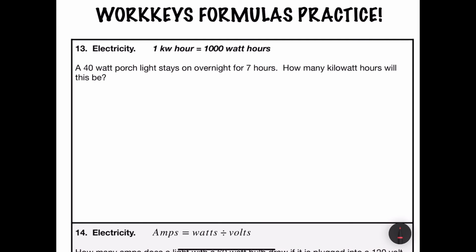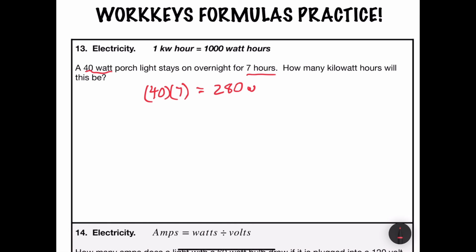Number 13 is electricity, and the fact that 1 kilowatt hour is equal to 1,000 watt hours. This problem says a 40-watt porch light stays on overnight for 7 hours. How many kilowatt hours will this be? So first I'm going to have to find the total. 40 watts times the 7 hours will give me 280 watt hours.